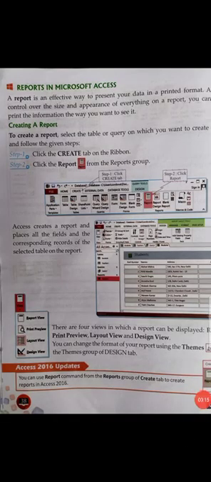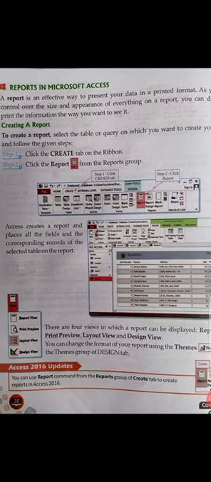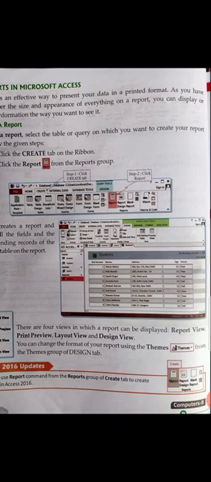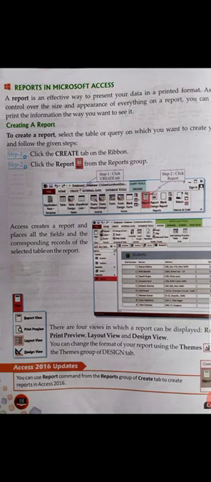Last but not the least, report. In Microsoft Access, a report is an effective way to present our data in a printed format, as we have control over the size and appearance of everything on a report. We can display or print the information the way we want to see it. I already told you, report means printed data.